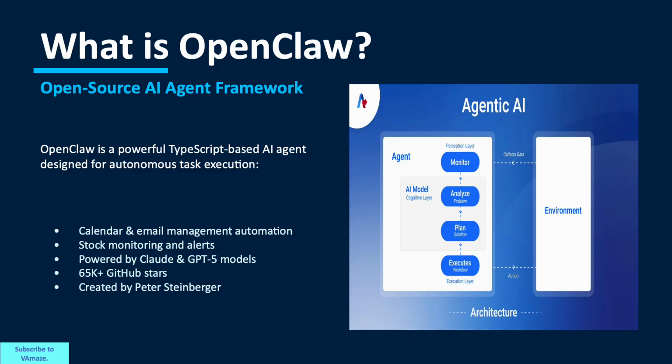Now here's something impressive. OpenClaw has gained massive traction in the developer community. It currently has over 65,000 stars on GitHub. That's not just popularity, that's validation that this framework is solving real problems for real developers. The creator, Peter Steinberger, designed it to handle common but complex tasks, calendar management, email organization, stock monitoring, and much more. And as you can see in this architecture diagram, it follows a clean, layered approach with perception, cognition, and execution layers, just like how we might think about human intelligence.